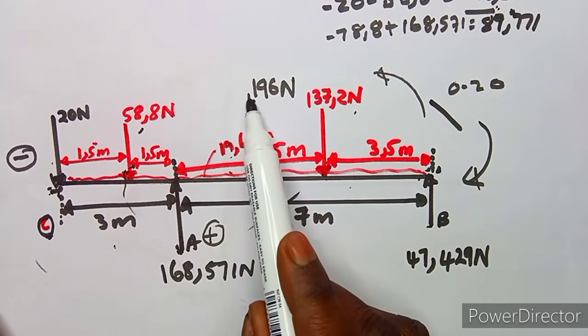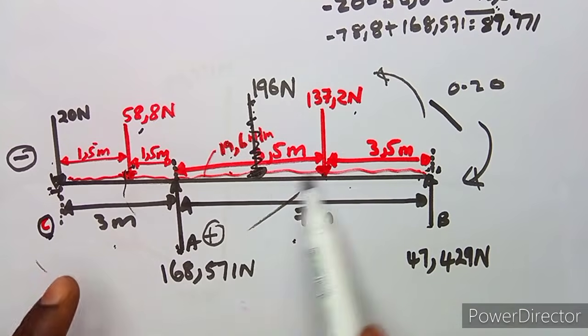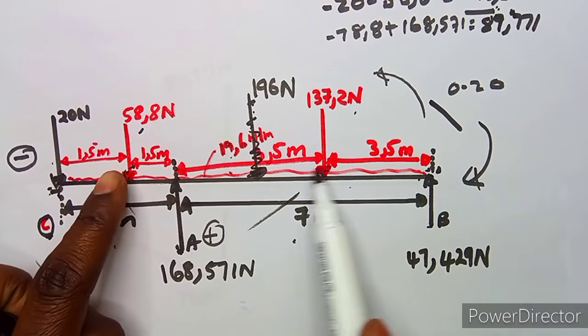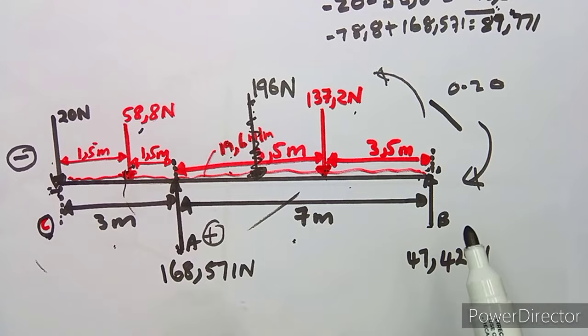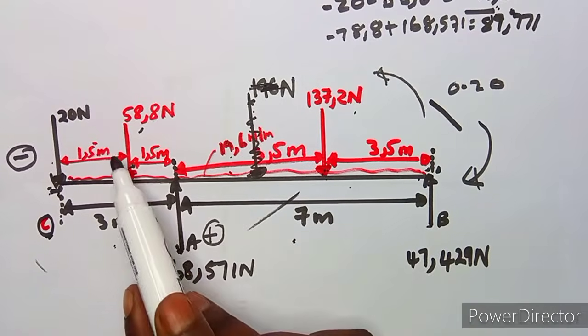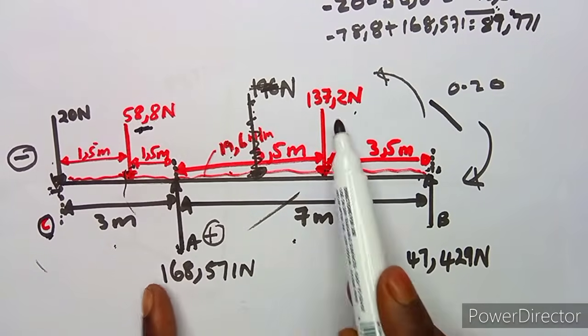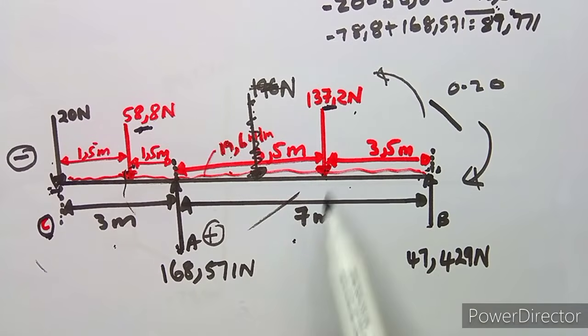Take note, this one we are not going to consider as a 196. Suppose this one was not there, because we are talking of this one in red. This one, remember, I used it when we wanted to calculate this support here. So we are not going to work with this 196. We are working with this 58.8 and this 137.2, the ones that are separating the diagram.